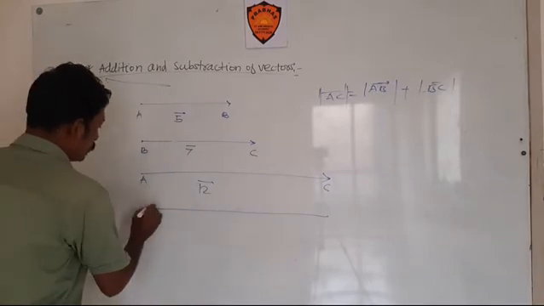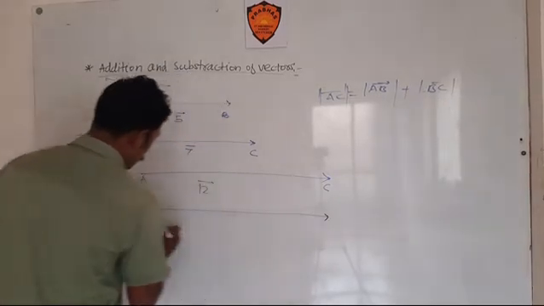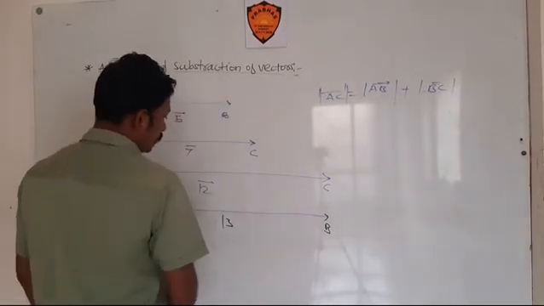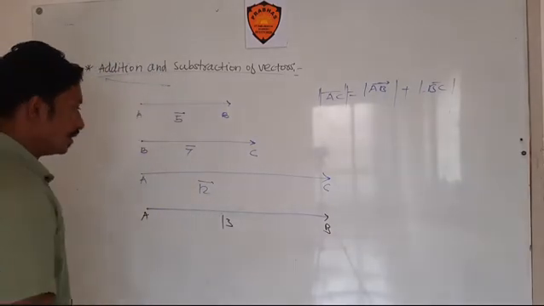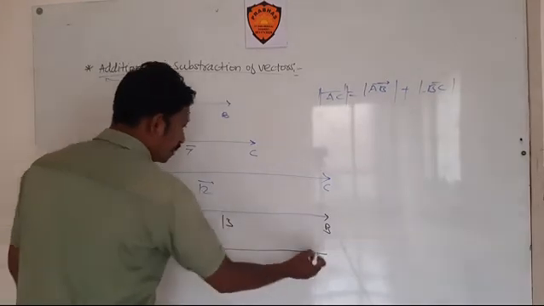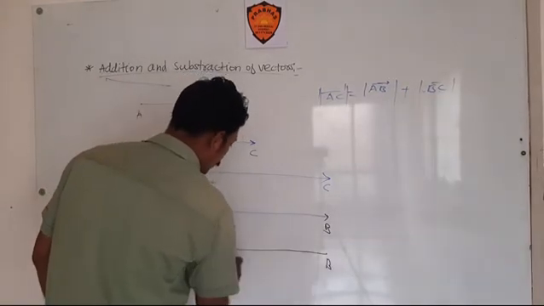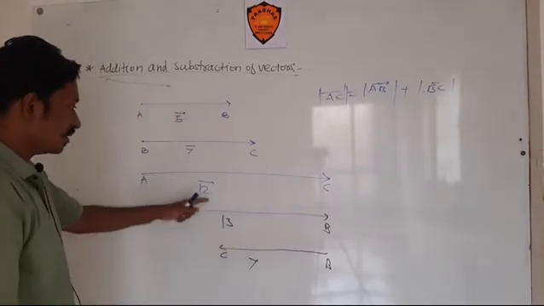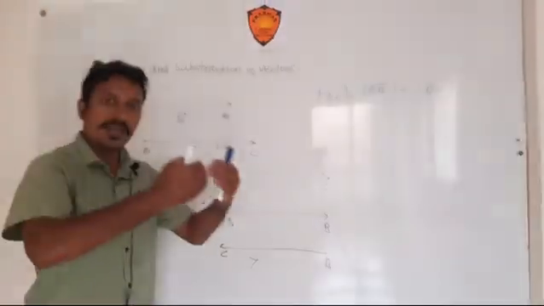Suppose this is AB, one of the vectors, with magnitude 13. And this other vector BC is oppositely directed with magnitude 7. The two vectors may be additive or may be subtractive.